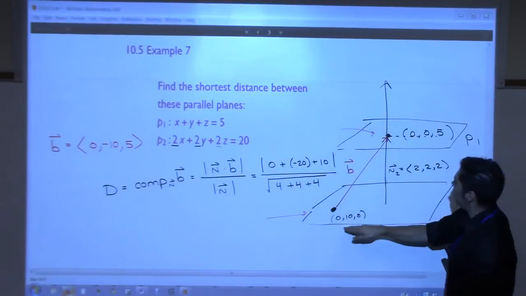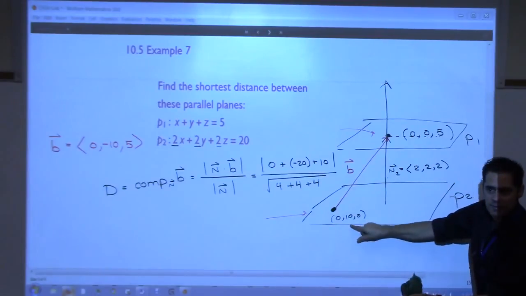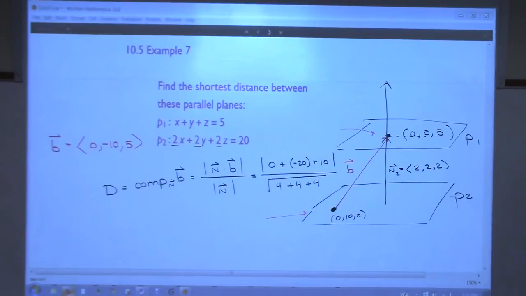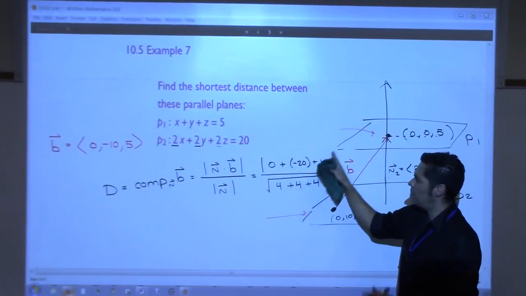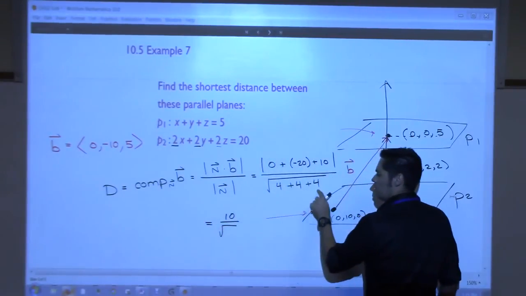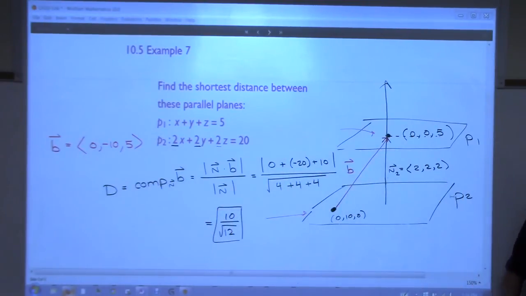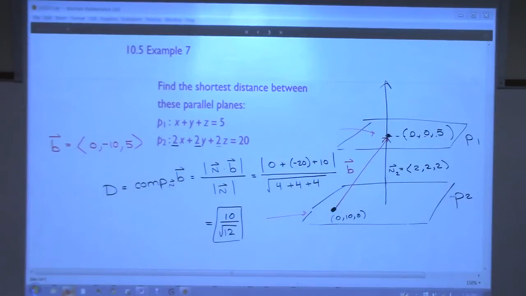The B is the vector that goes from here to here. So you do 0 minus 0, which is 0. 0 minus 10 is negative 10. 5 minus 0 is 5. Got it? And let's see, what this turns out to be up top is negative 10, then absolute value. So 10 on top over root 12. The shortest distance between those two planes is 10 over root 12. Well, they're parallel planes, so the shortest distance is the distance, right?